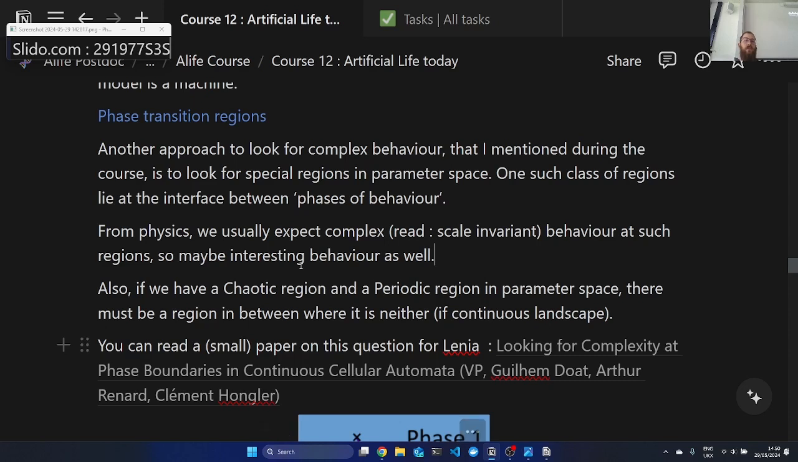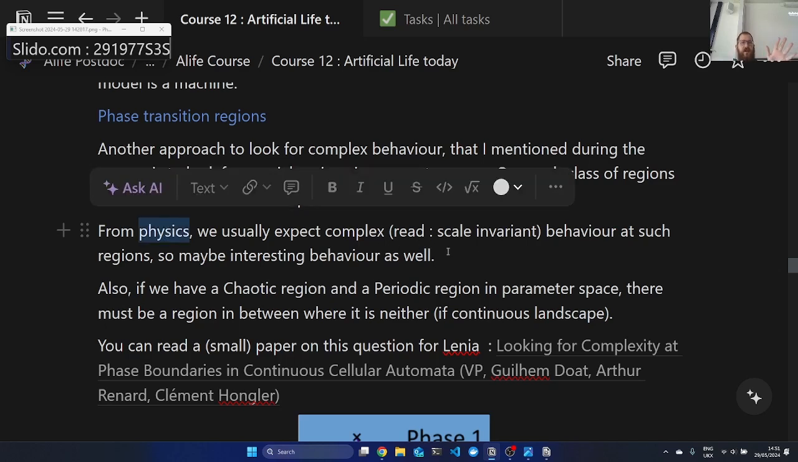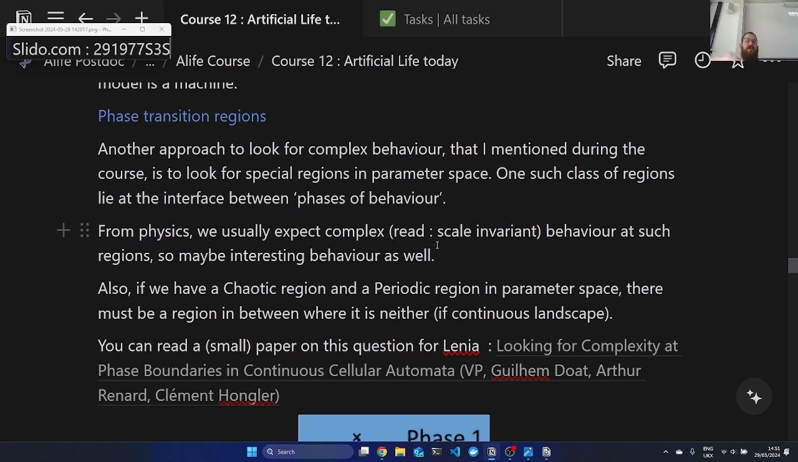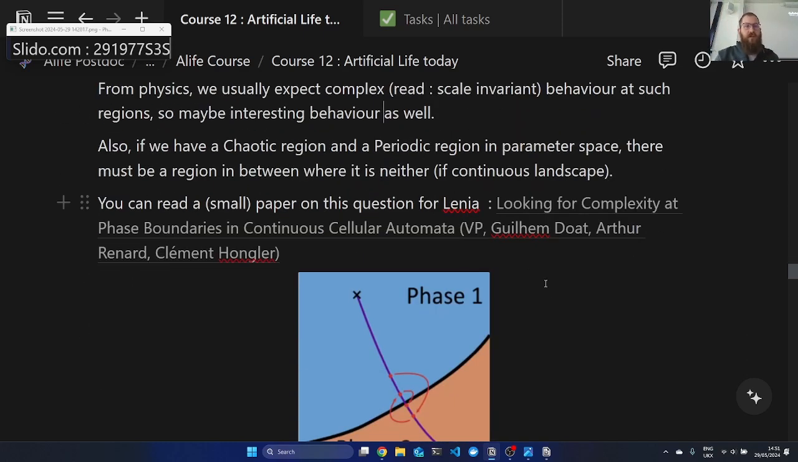Okay. So why would we expect complex or interesting behavior at this special place? This is very loosely motivated from physics, where you expect scale invariant behavior. So scale invariant behavior in particular is infinitely complex because it means that you have features at every scale of the system, right? No matter how much you zoom, you still see new features. And so in some way, there is infinite complexity by some definition of complexity. So maybe you would find interesting behavior there as well.